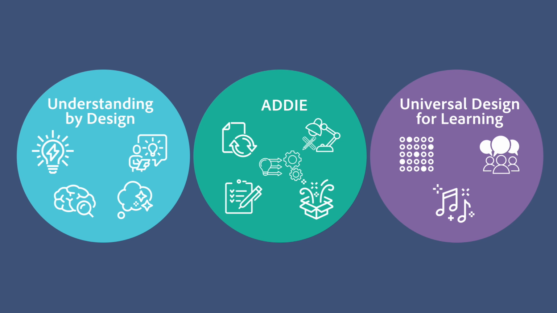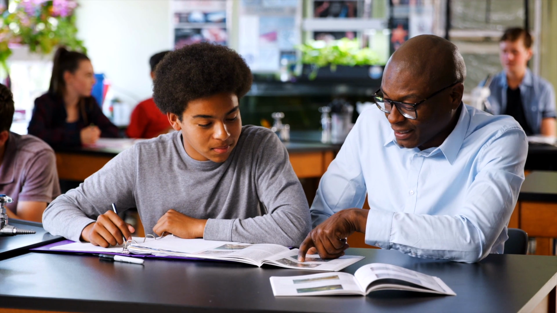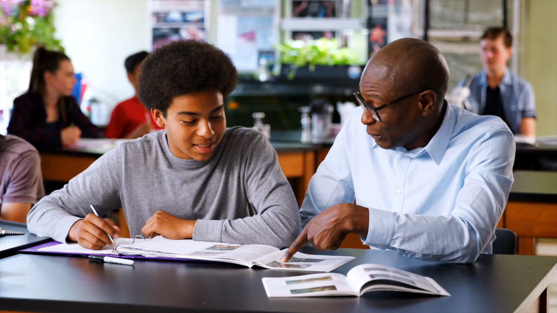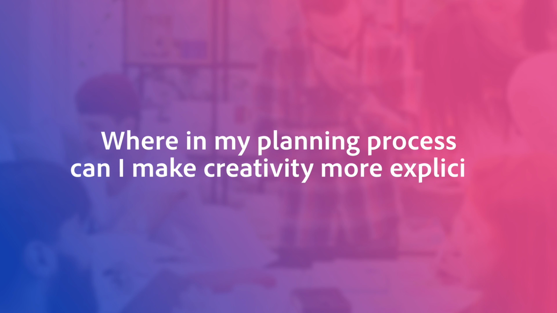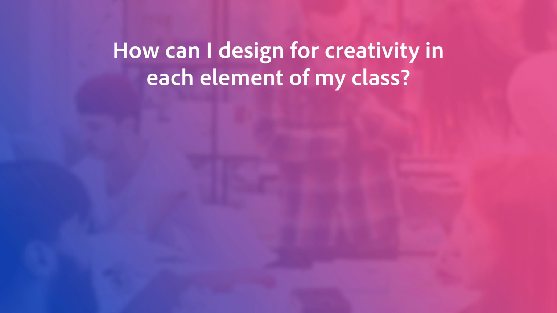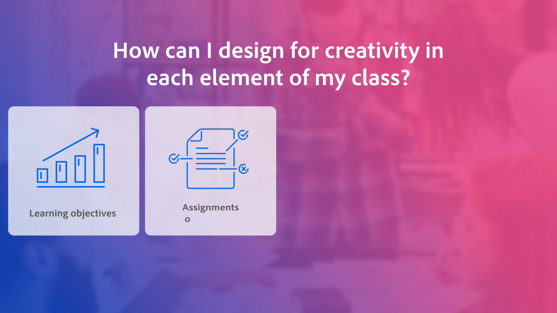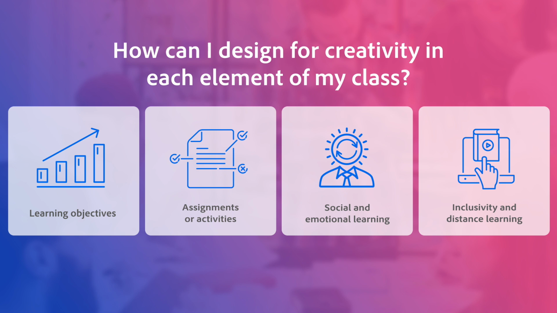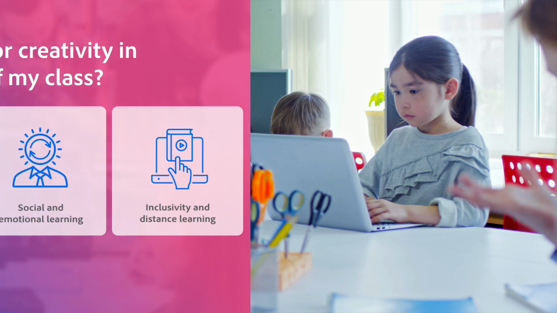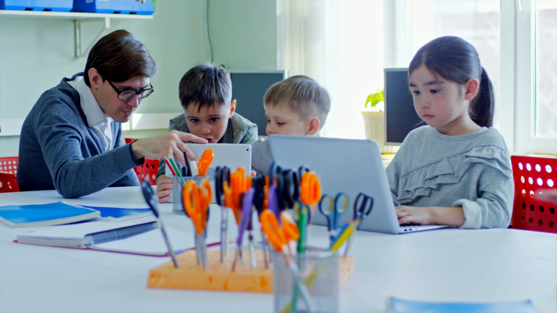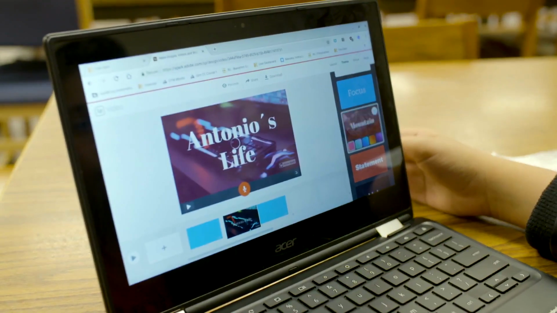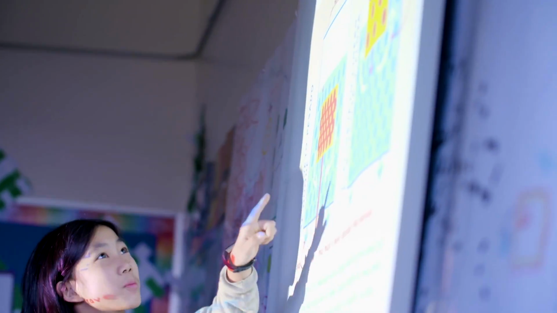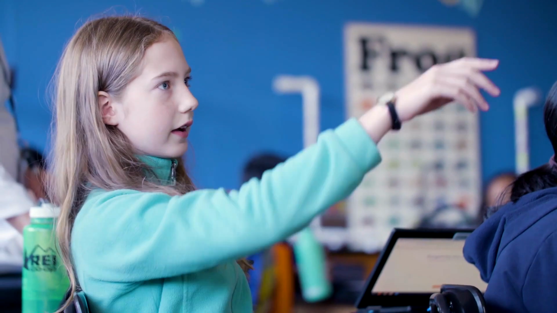We encourage you to spend some more time with these three models, or to use your current model for instructional design, and ask yourself, where in my planning process can I make creativity more explicit? How can I design for it in each element of my class, from the learning objectives to the assignments or activities, and in areas like social and emotional learning, inclusivity, and distance learning? Putting creativity at the forefront of every stage of the planning process means that creativity will become an integral part of student learning and also part of your process.